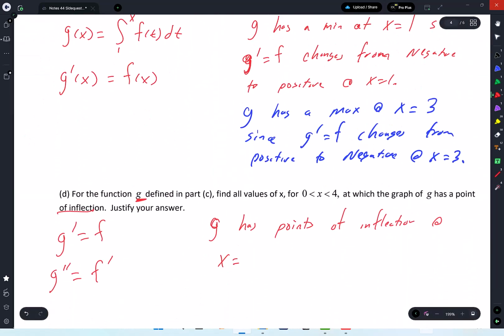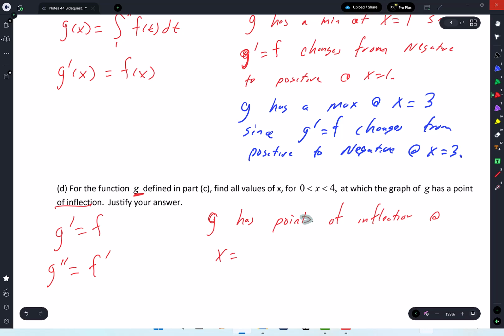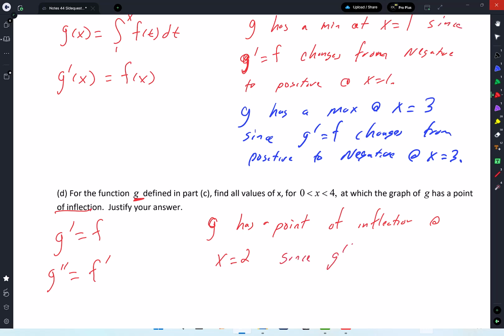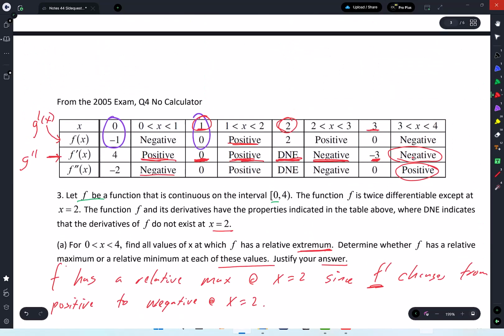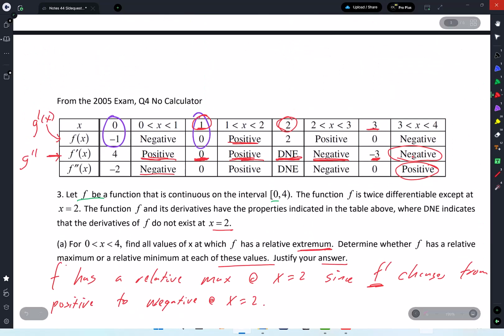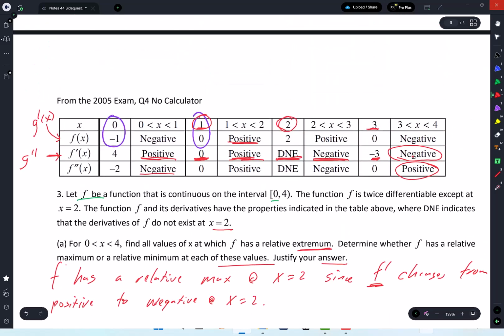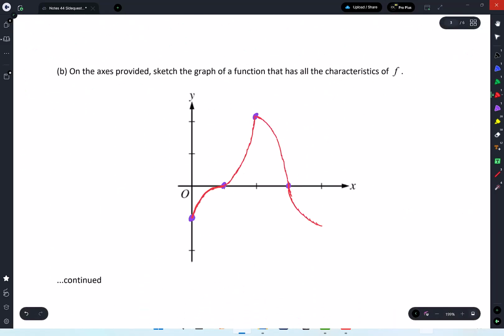So I'm gonna write G has a point of inflection. It's not plural. So G has a point of inflection at x equals what value did we say? 2. Since G prime prime, which equals f prime, changes signs at x equals 2. It doesn't matter whether you say changes signs or changes from positive to negative. You could have said changes from positive to negative. That's fine. You would have gone full credit.